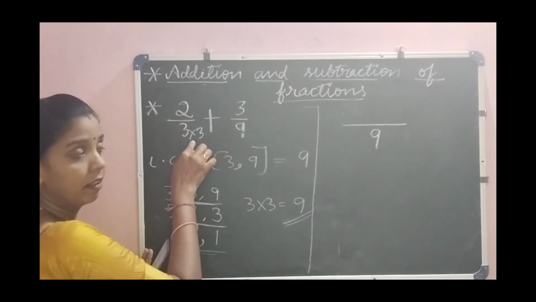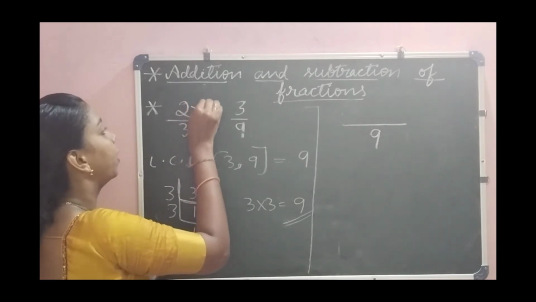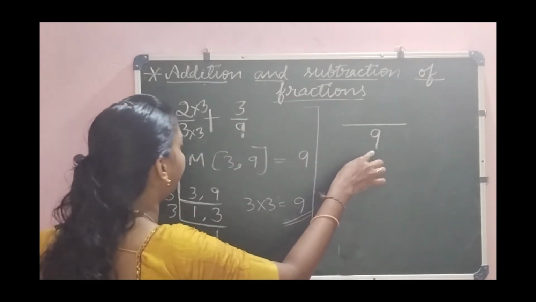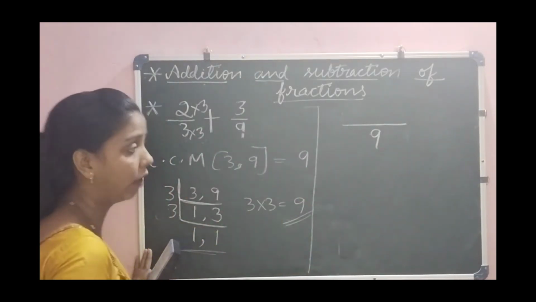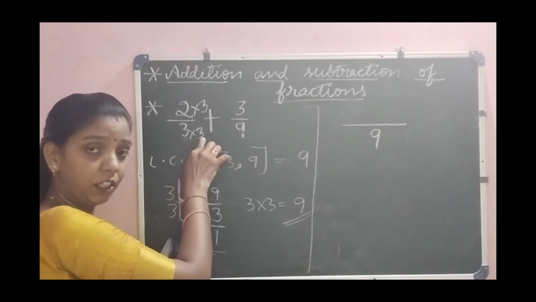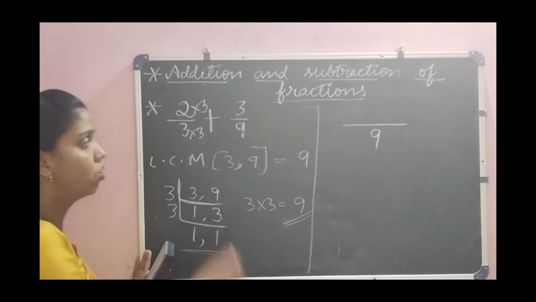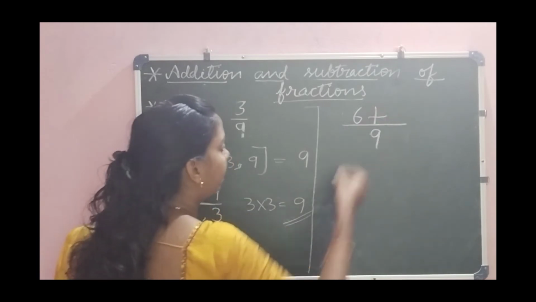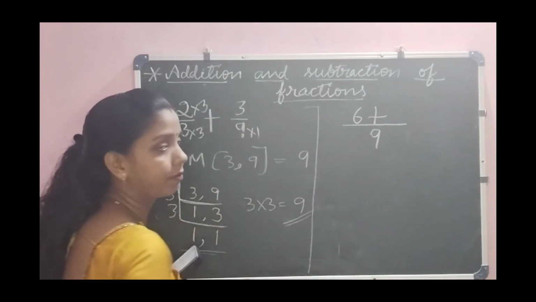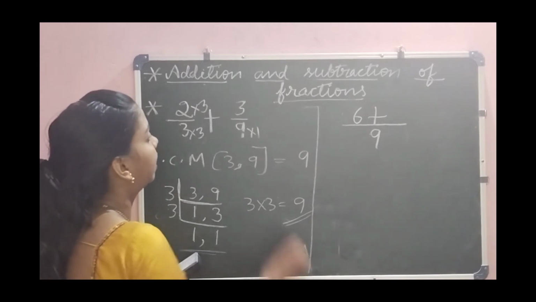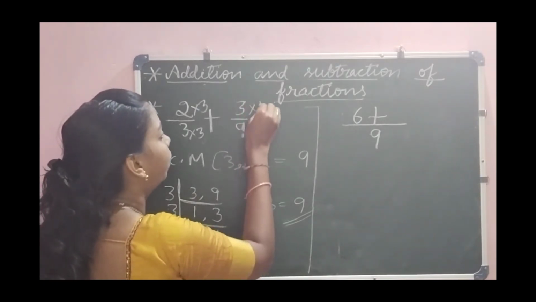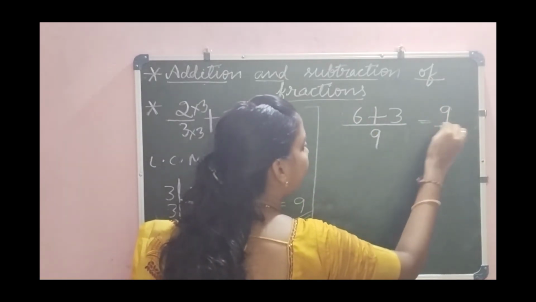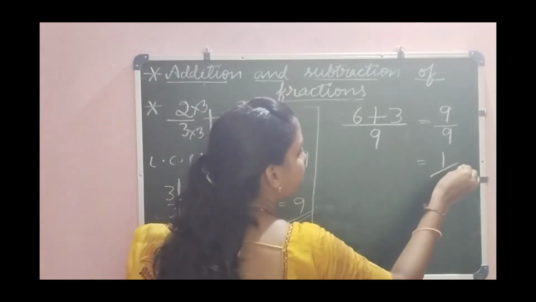When you multiply the denominator, you have to multiply the same number to the numerator. 3 threes are 9, so to make this one and this one equal, we multiply by 3. When you multiply the denominator, multiply the numerator also. So 2 3s are 6. What is the sign here? Plus. And 9 1s are 9, so multiply the same 1 here. 3 1s are 3. 6 plus 3 is 9. 9 by 9, 9 1s are 9. So what is the answer?